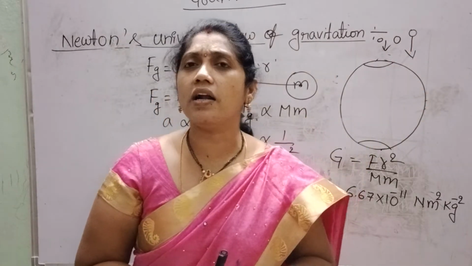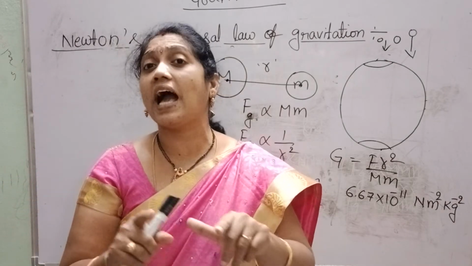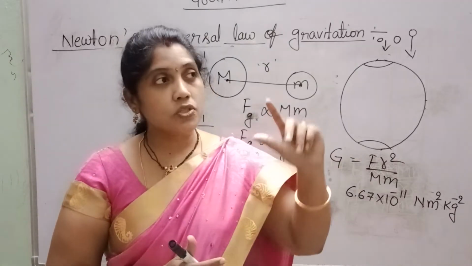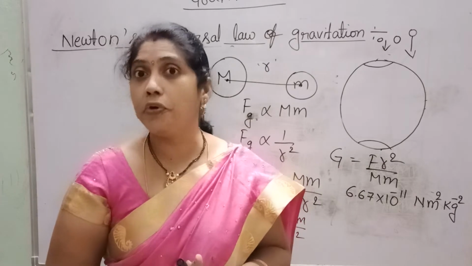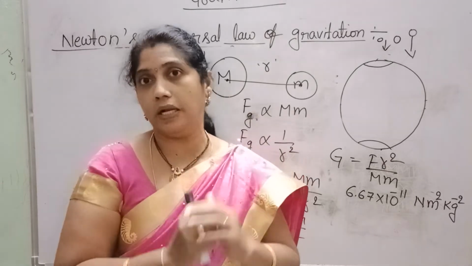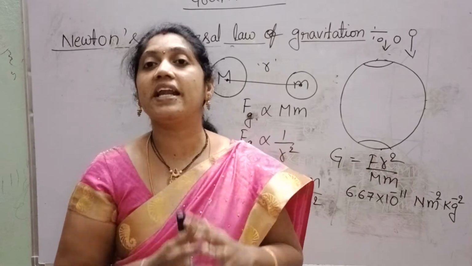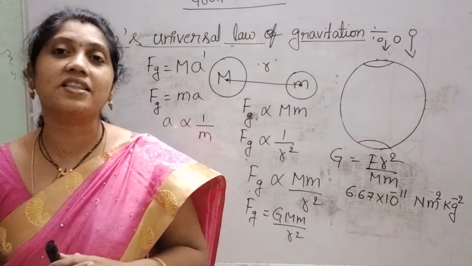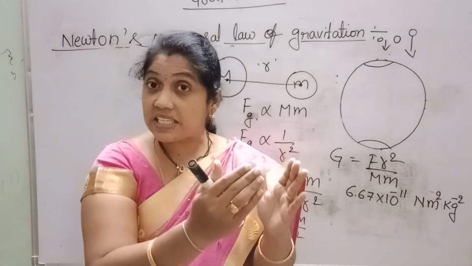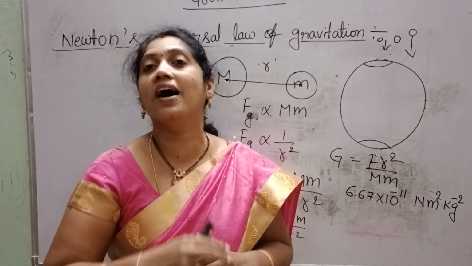Next, try to understand another application of gravitation. We know all planets revolve around the sun and satellites revolve around the planets. Our natural satellite is the moon. The moon is the natural satellite of the earth. The moon's mass and the earth's mass are comparable, but the mass of the moon is less than the mass of the earth. The force of attraction between the moon and the earth is the same. But the mass of the moon is less. That's why the moon accelerates more towards the earth when compared to the earth.